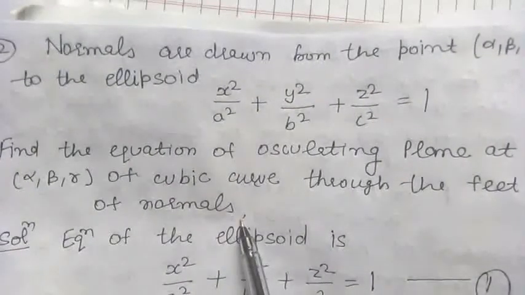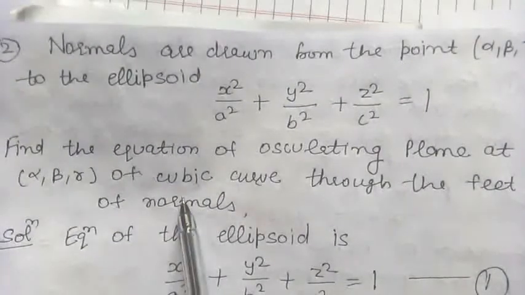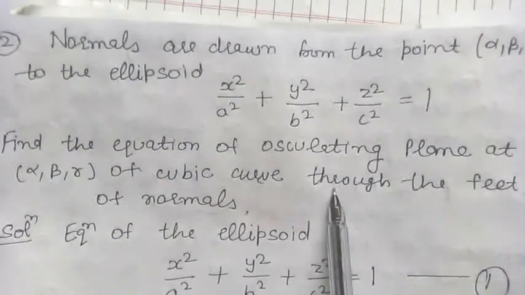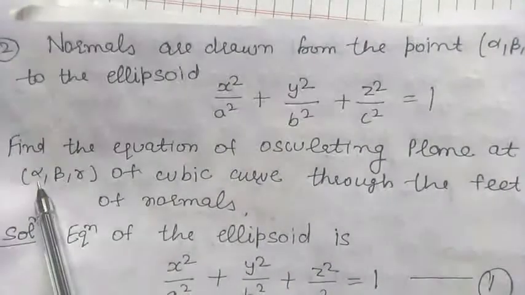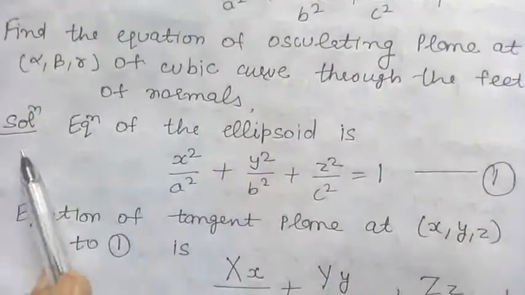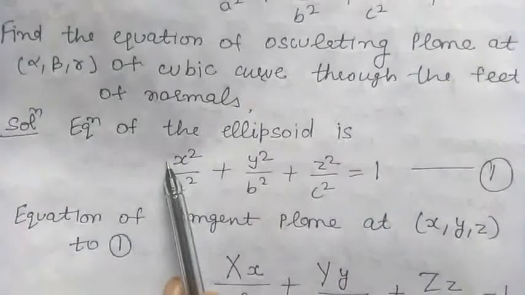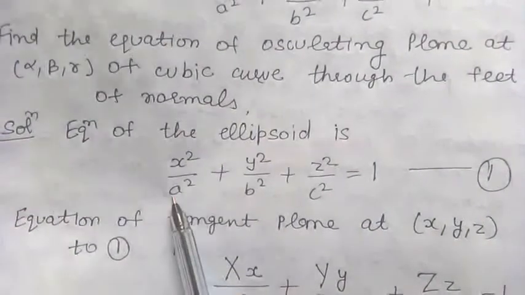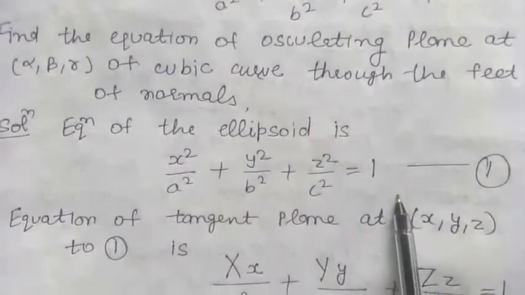So firstly students, you will have to find the equation of normal, and then you have to find the feet of the normal, and then you will find the equation of osculating plane at the point alpha, beta, gamma. So firstly let us find the equation of normal to the given ellipsoid. The equation of the ellipsoid is x square upon a square plus y square upon b square plus z square upon c square is equal to 1.